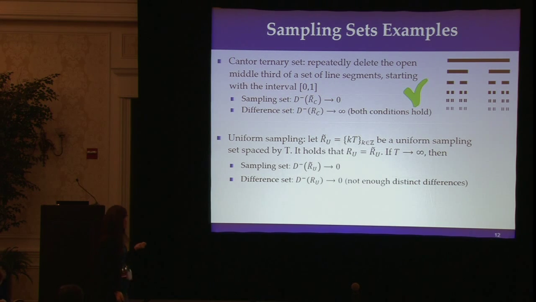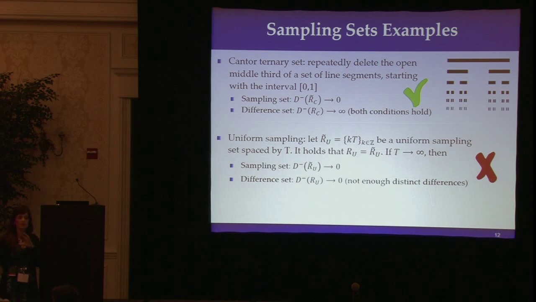Now, of course, this is a good set. If you try to use uniform sampling, then you will fail, because the difference set and the set itself have the same density. If the density of the set goes to 0, then so does the density of the difference set. So that's not a good example. But you could come up with these examples that satisfy our general conditions, and that's the good news.